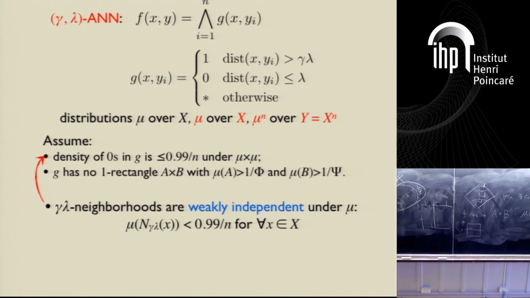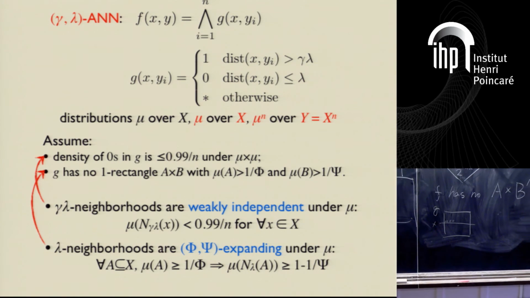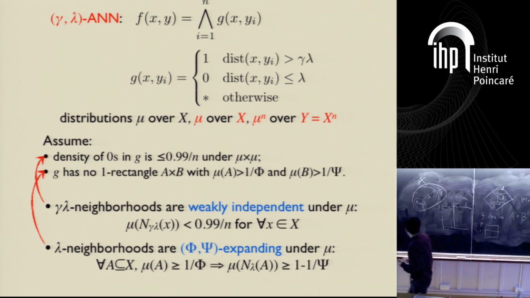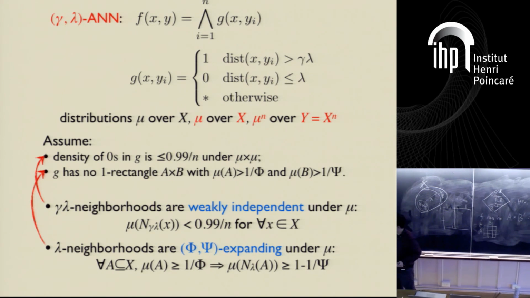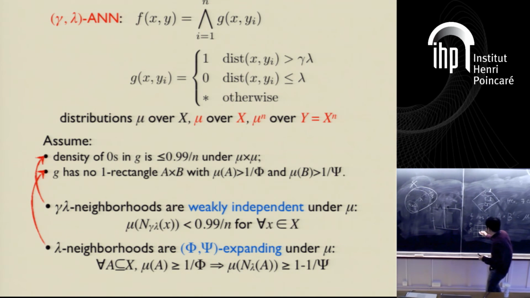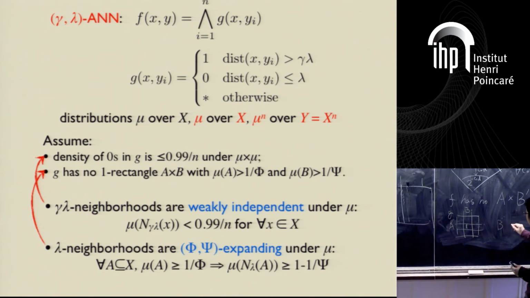So overall, the fraction of zeros is small. And second, if the metric space is expanding like this, then for any monochromatic one rectangle in this gap distance function G, because it's one rectangle, it has no zero. It means none of the points in B can be lambda close to any point in A. So B must be a subset of the complement of the lambda neighborhood of A.